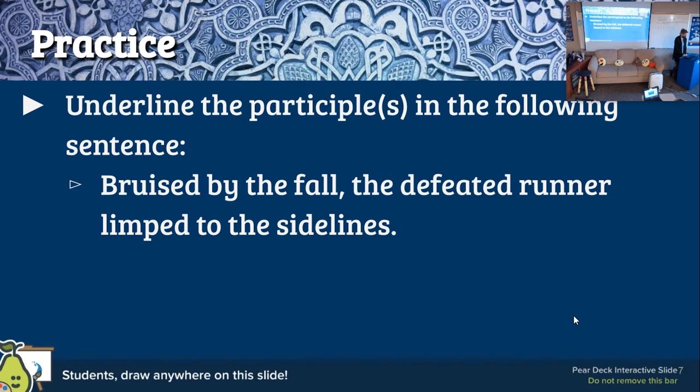Let's take about 5 more seconds to finish. Beautiful job, you guys. Absolutely beautiful job. You guys are pros at this. All right, so let's start with the subject. What is the sentence about? Chance? The runner. Okay, so runner's our subject, and then what's the verb? Somebody I haven't heard from? Kylie? Limped. Okay, so we have to make sure that we're not underlining limped as a participle because limped is the verb of our sentence. Therefore, it's not a participle, right?